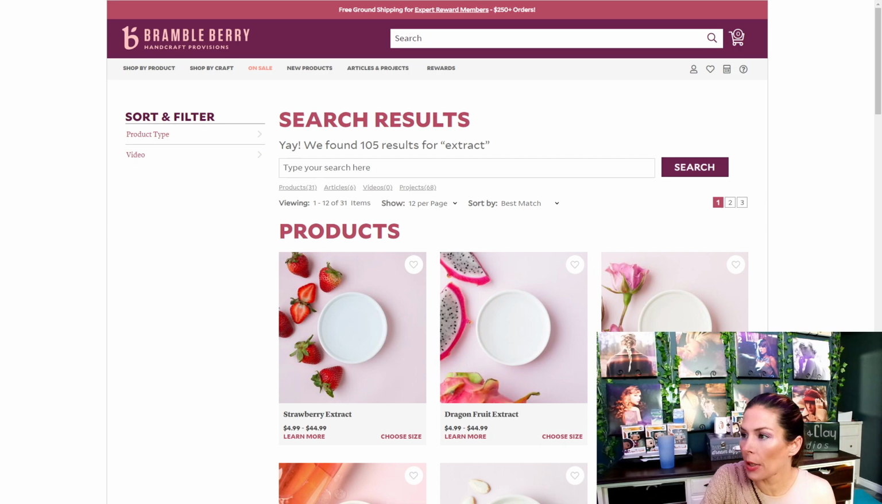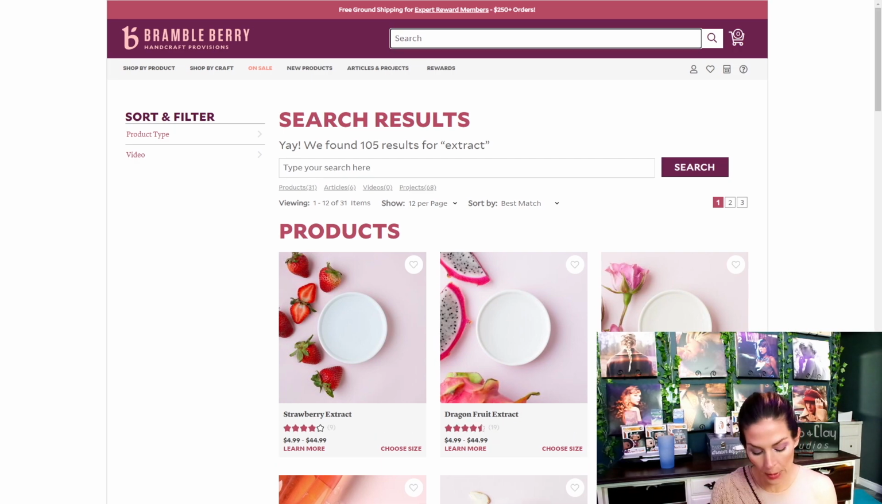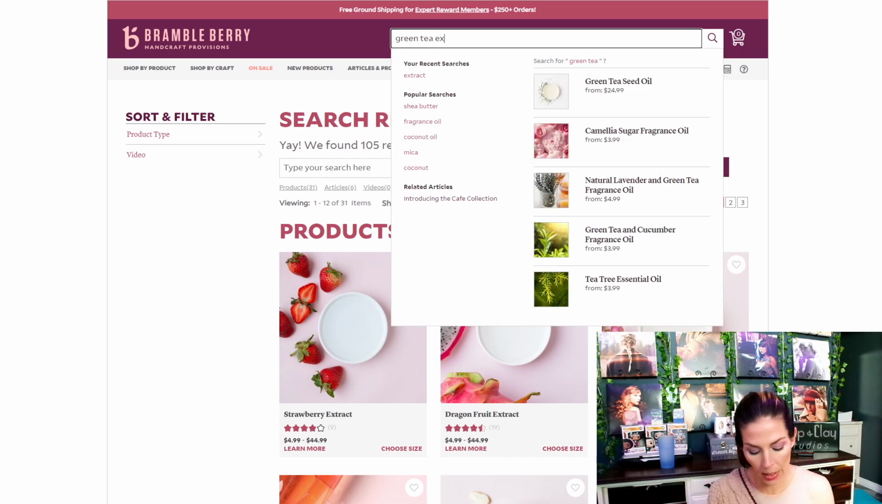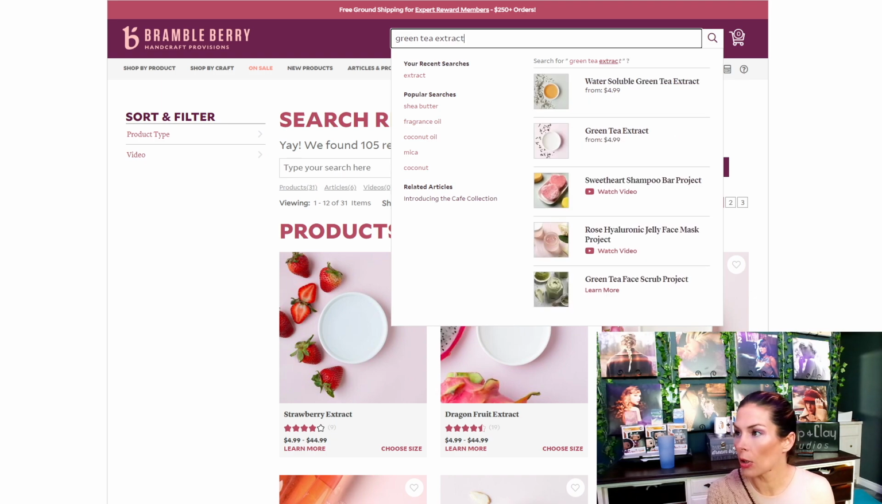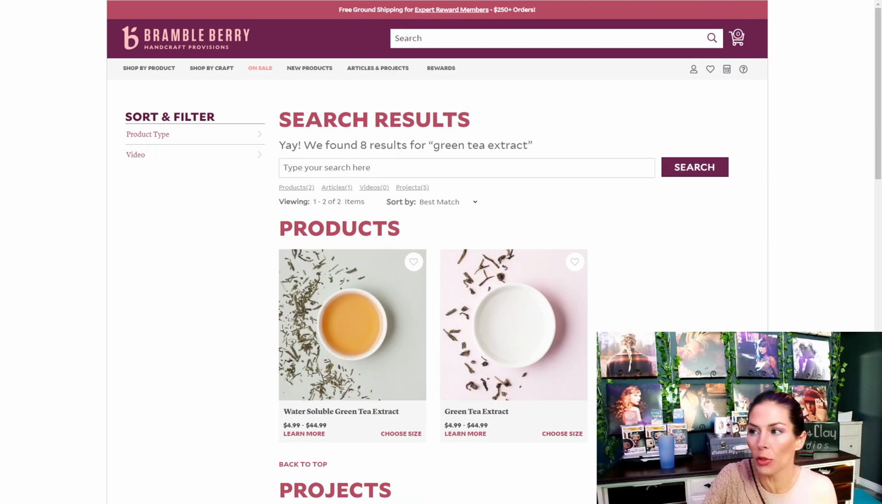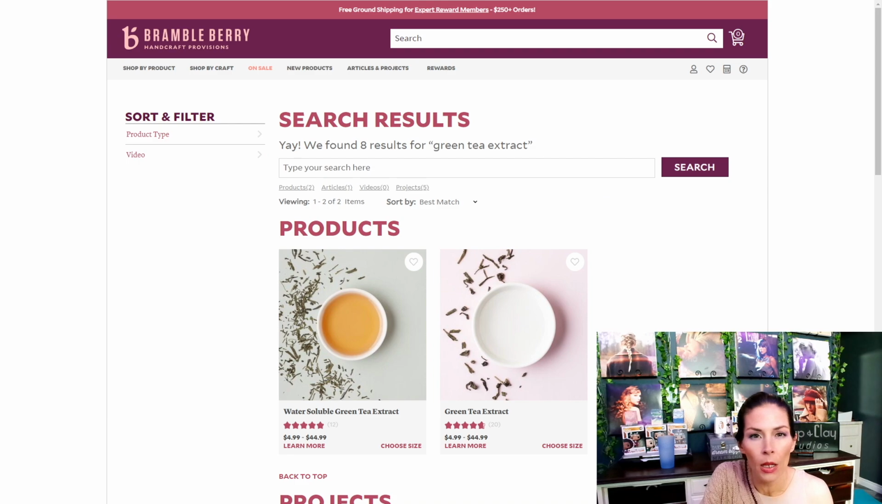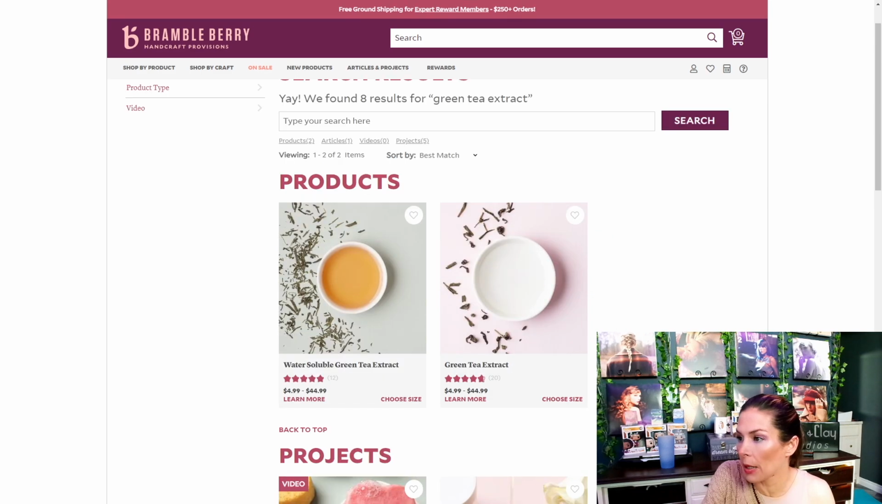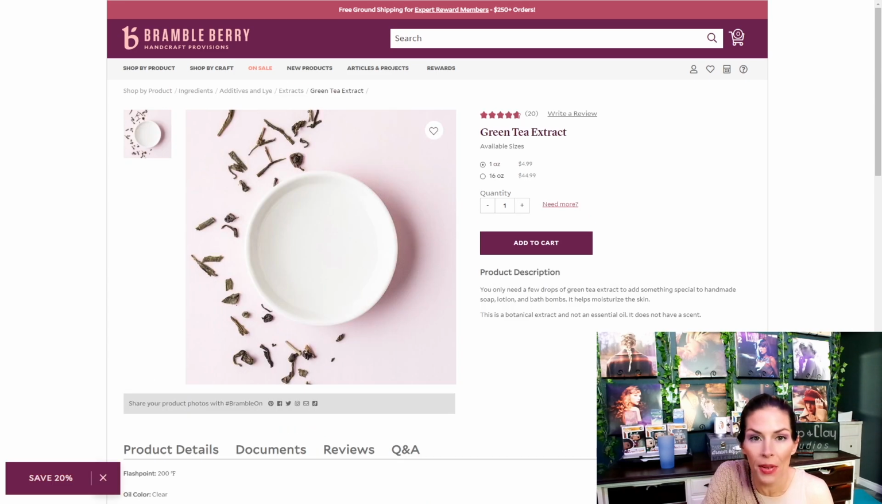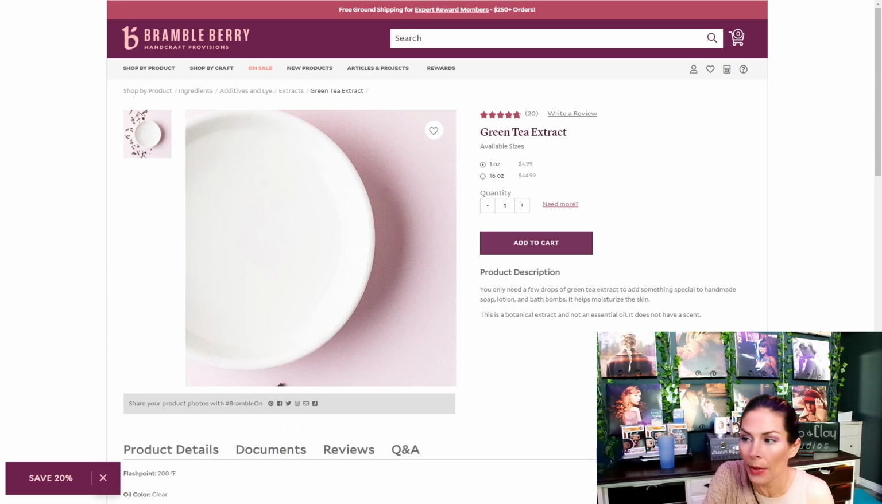Now, I think for ease of all of this, we're going to use the exact same extract across any website that we look at, just so we can look at the differences between the information that is given as well as price point and all the jazz. So for this green tea extract, as you see here, we have water soluble green tea extract and green tea extract, which I'm going to assume is then not water soluble, otherwise it would say so, right?